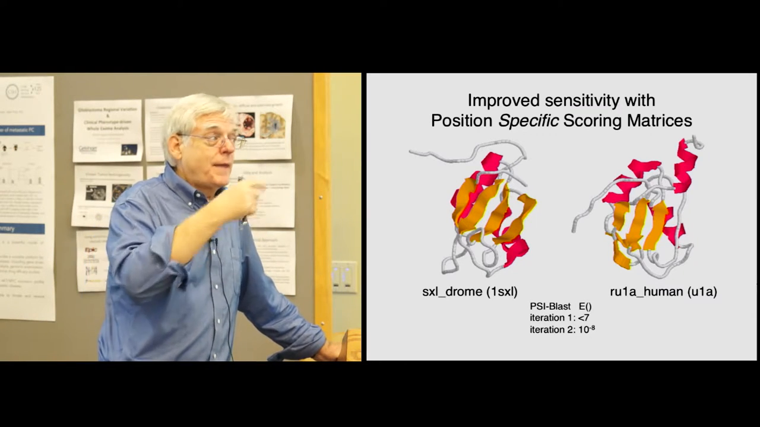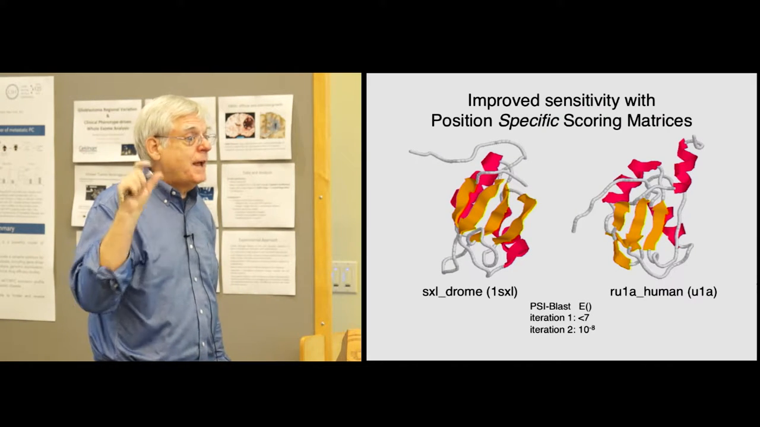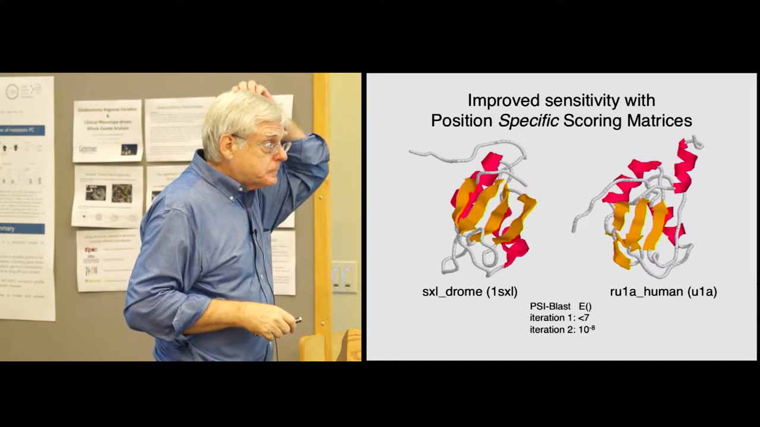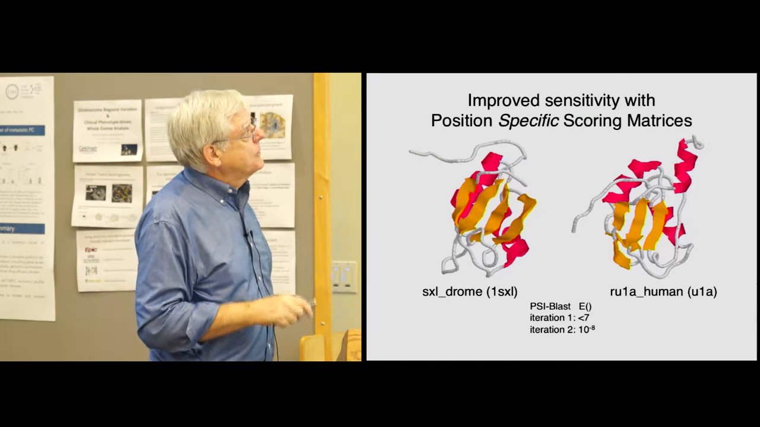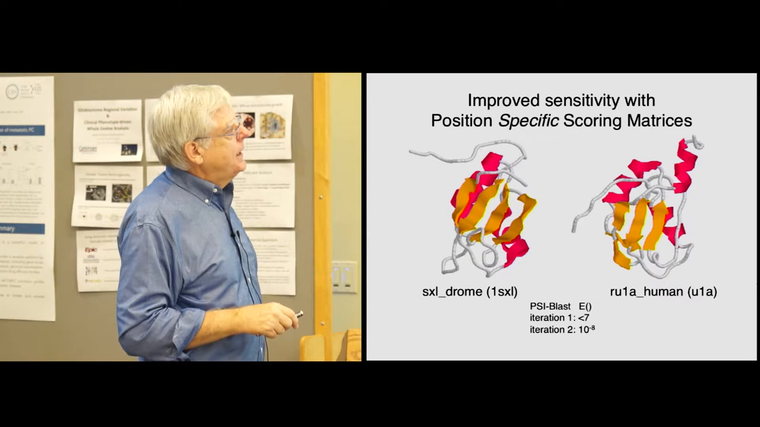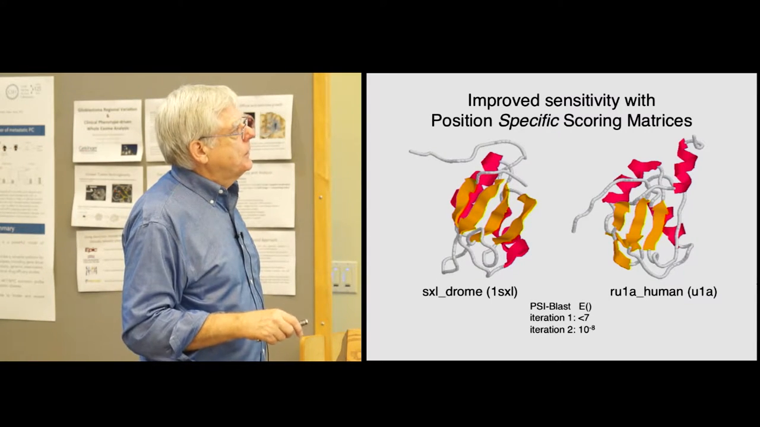But that takes us to where we want to go, which is to say, for a particular family, we would like to have a matrix which really works for that family. So here is a set of protein structures. These are RNA binding proteins. This one is from Drosophila, and this is one from a human.